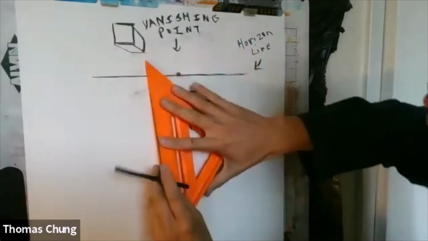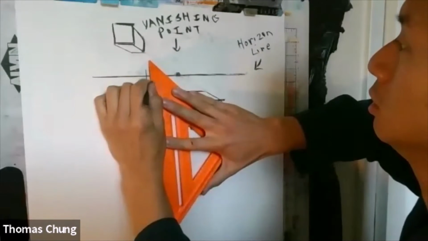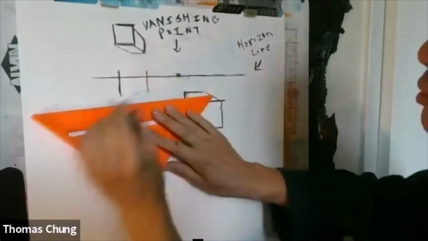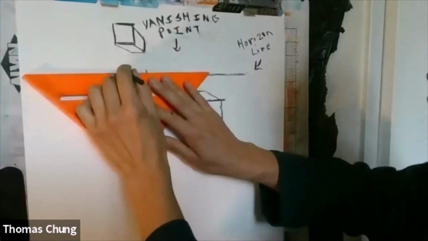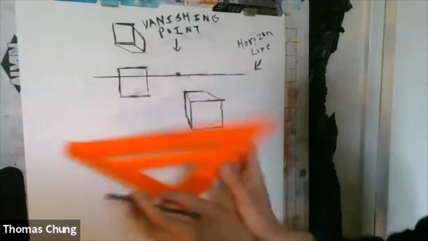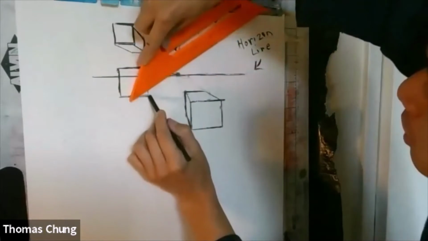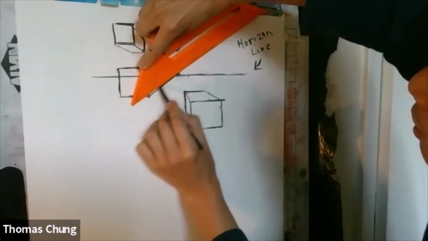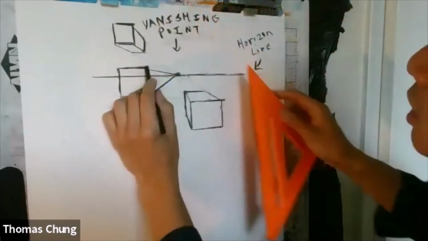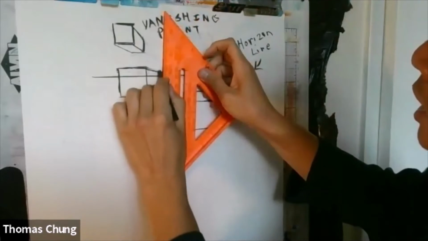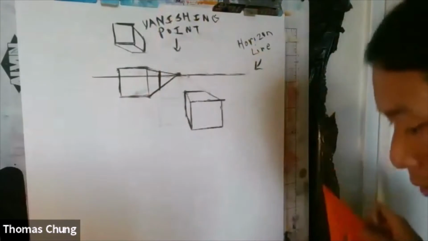A box can even be placed on the horizon line. Perfectly vertical, perfectly horizontal, front facing side of the box. And then any that we can see aiming towards the vanishing point. And since it is on the horizon line, we're actually only going to get to see that right side.